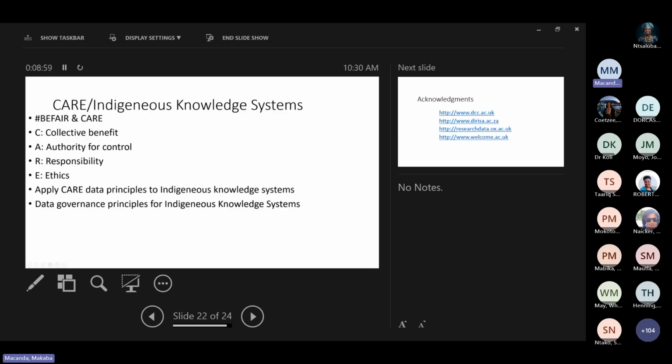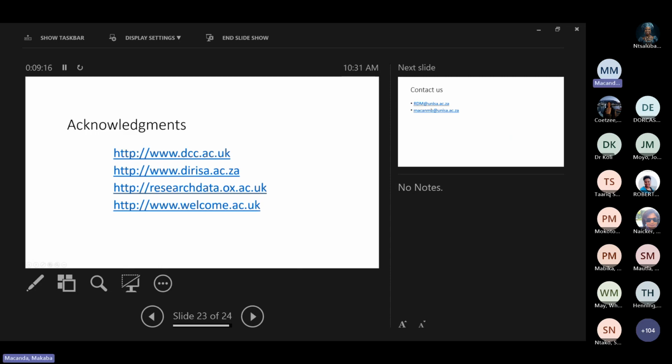So these are the CARE principles. We've spoken about the FAIR, now they talk about CARE. Data principles for indigenous knowledge systems: collective benefit, authority to control, responsibility, and ethics. Yeah, that is my story.